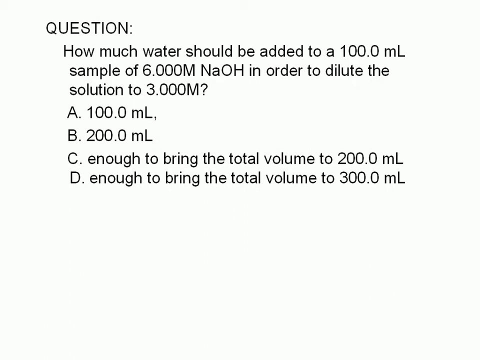How much water should be added to a 100.0 milliliter sample of 6.000 molar NaOH in order to dilute the solution to 3.000 molar? A. 100.0 milliliters. B. 200.0 milliliters. C. Enough to bring the total volume to 200.0 milliliters. Or D. Enough to bring the total volume to 300.0 milliliters.